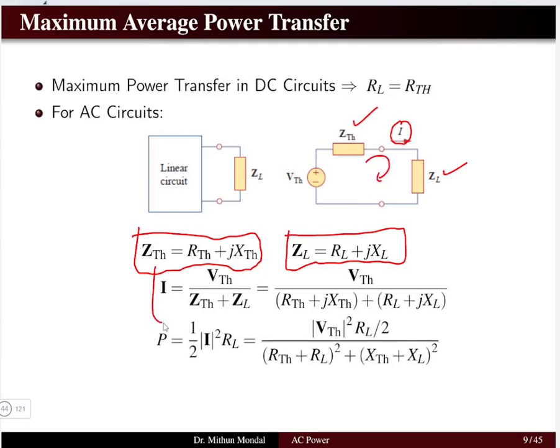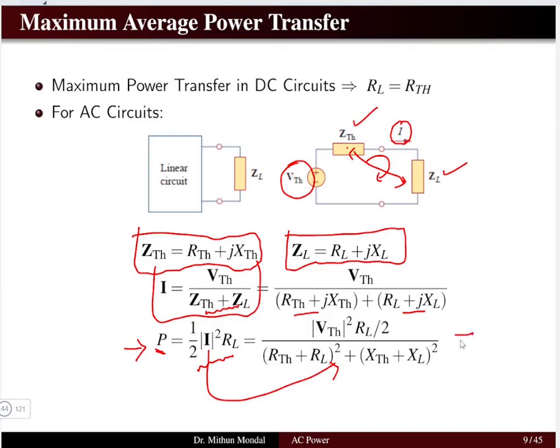The current flowing in this network is basically the voltage divided by the series combination of Z Thevenin and ZL. So Z Thevenin plus ZL is a series combination. Now if we segregate the parts of Z Thevenin and ZL and try to determine the power, the average power, we have seen the equation, is half I square RL. If we substitute the value of the current here and find half I square RL, this is the power equation. This is the average power.